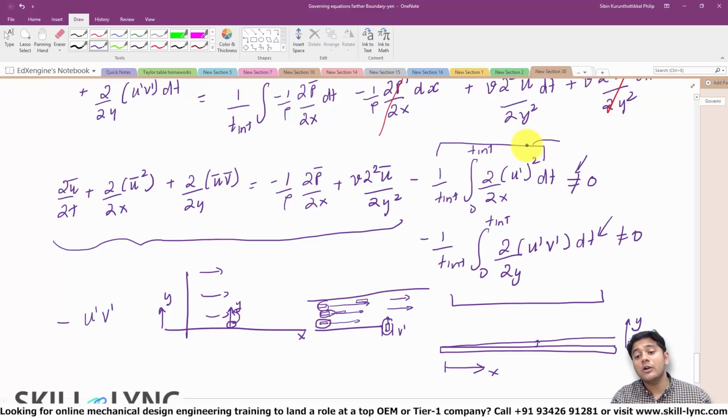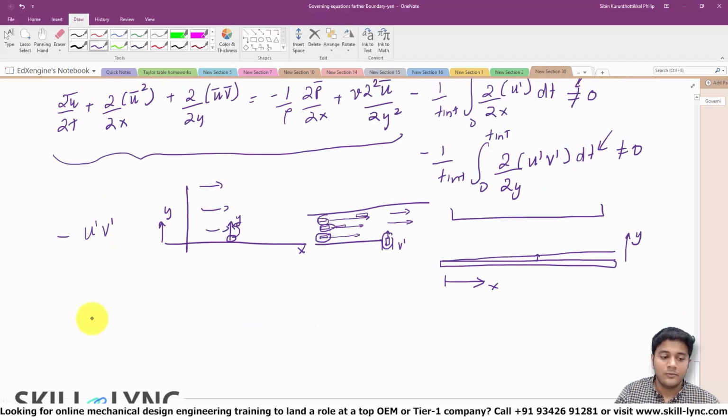Now you can do something called an order of magnitude analysis to estimate the validity of this assumption. So for now, we are just going to say that this entire term is going to be equal to 0.